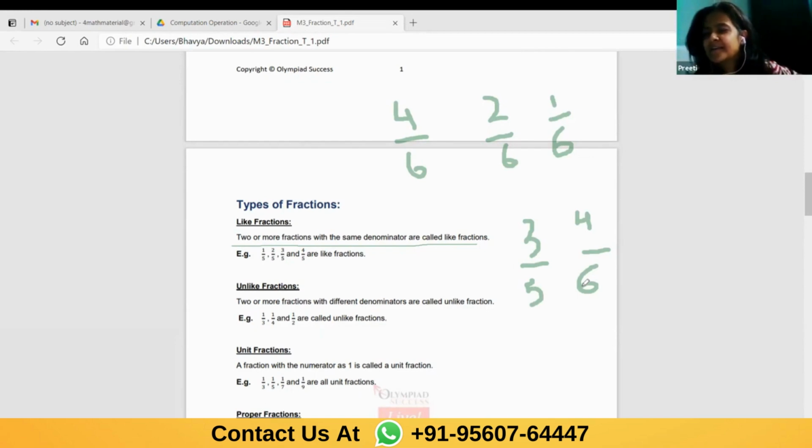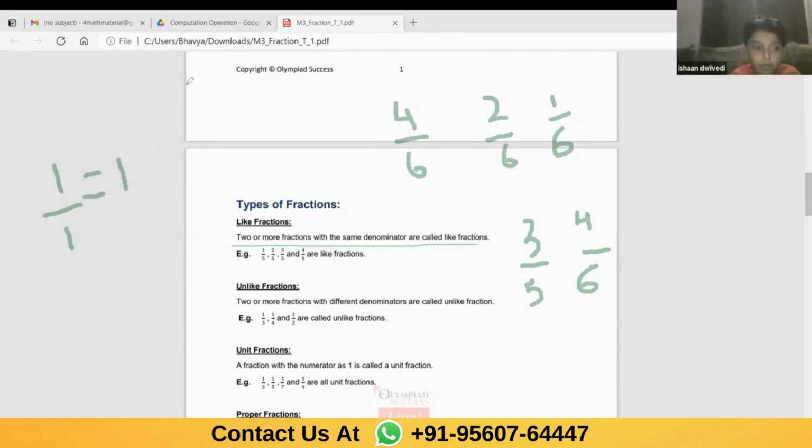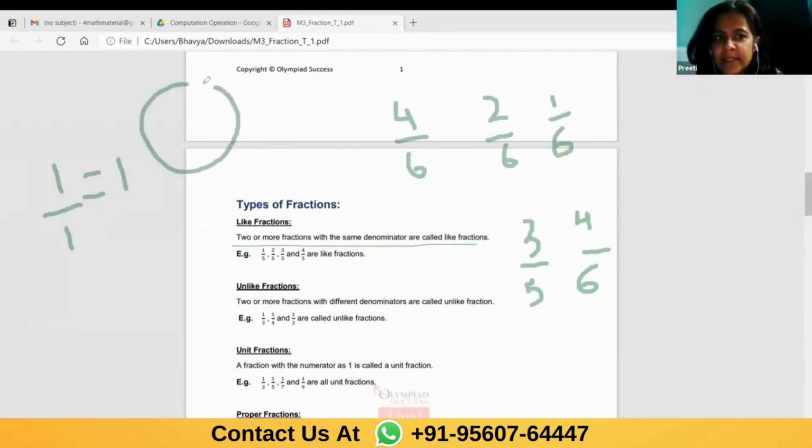Yes, Ishan. If we have one in the denominator and one also in the numerator, what will we do? Acha, 1 upon 1 is equal to 1 only. That is a whole number. That is not a fraction. Okay, that is a complete whole. When my answer is 1, that means I am talking about a complete whole.